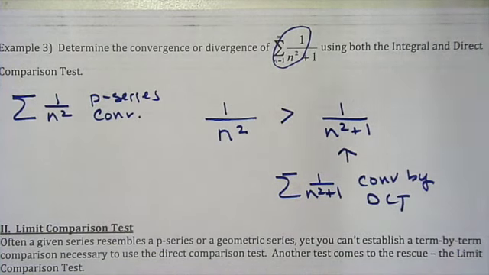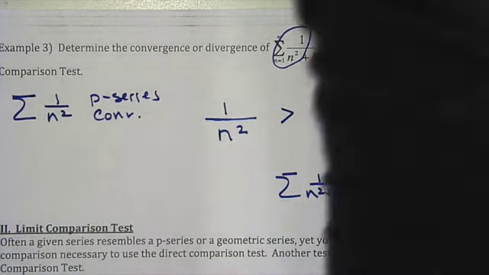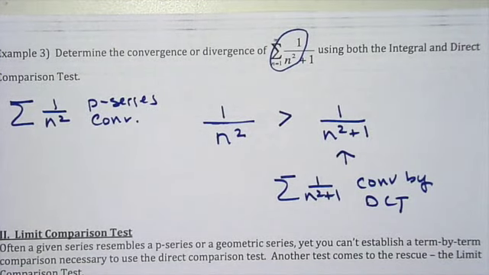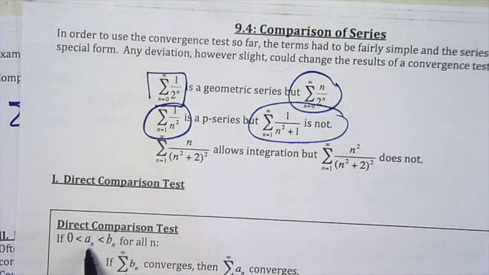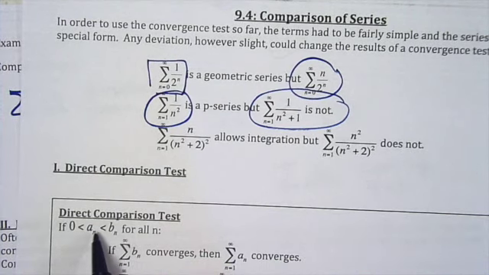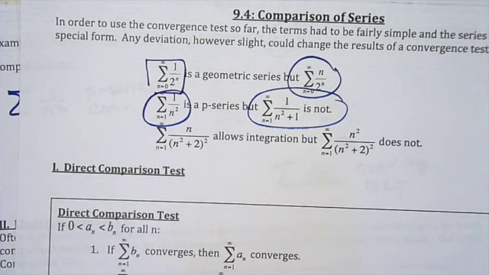And that's what this is saying. There's no catch that you will make on the direct comparison test. So let's say you have two series. A sub n is always the smaller one, B sub n is the bigger one. So if you have something that converges, then anything smaller will also converge. If you have something that diverges, anything bigger diverges.